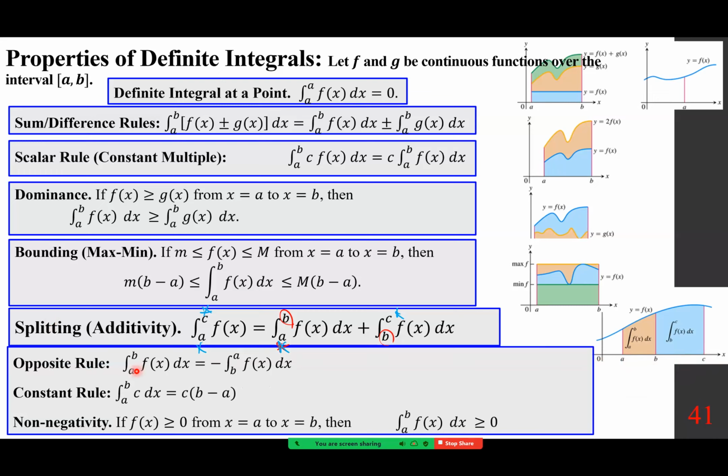Opposite rules: the integral from a to b of f of x dx is minus the integral from b to a of f of x dx. A constant: if you have a constant c, the integral from a to b of c dx will give you cx from a to b, so c times b minus a. Non-negativity: if f is positive as x goes from a to b, this integral must be positive.